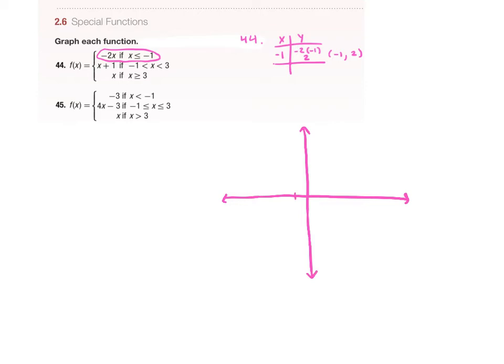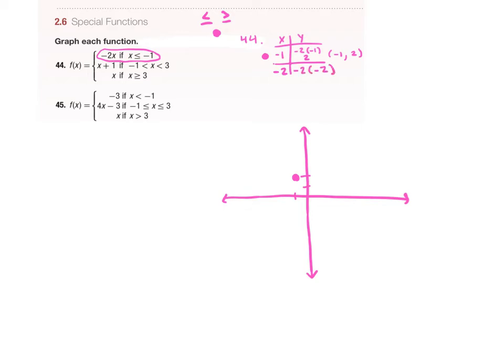So we go to the left 1 and up 2. Do we put an open or closed circle there? A closed circle. Because remember, less than or equal to, or greater than or equal to is a closed circle. So this is a closed circle. What else can we plug in for the first piece? -2. We have to plug in something less than -1. So plug in -2. So we have -2 times -2.